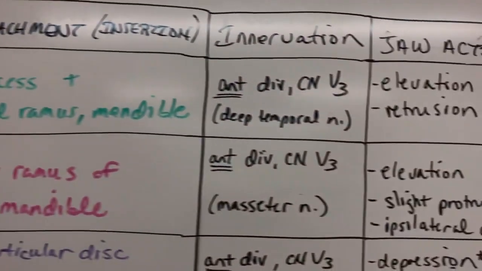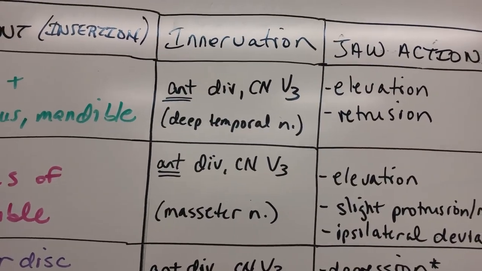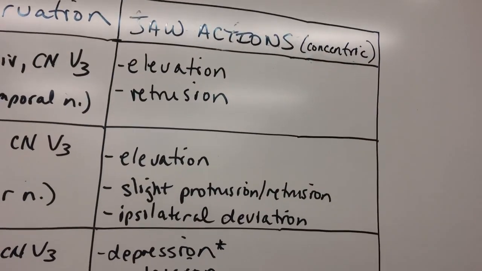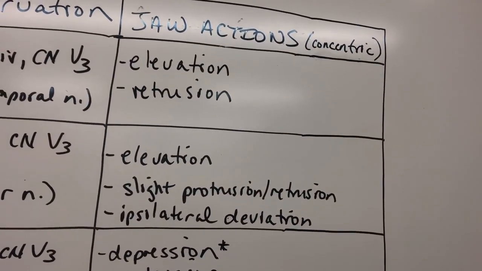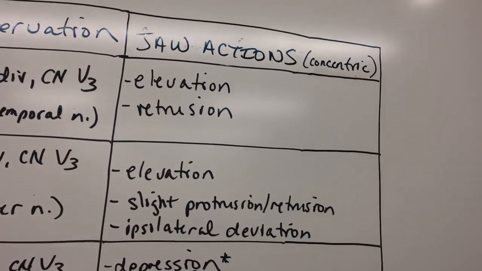Its innervation is again the anterior division of V3, otherwise known as the masseteric branch, and it does elevation, a little bit of protrusion and retrusion, and then ipsilateral deviation. By far, its best action is elevation.